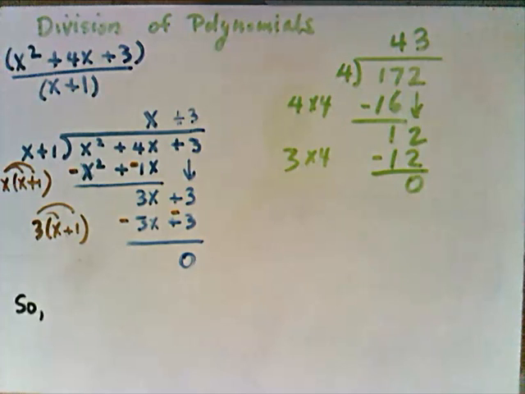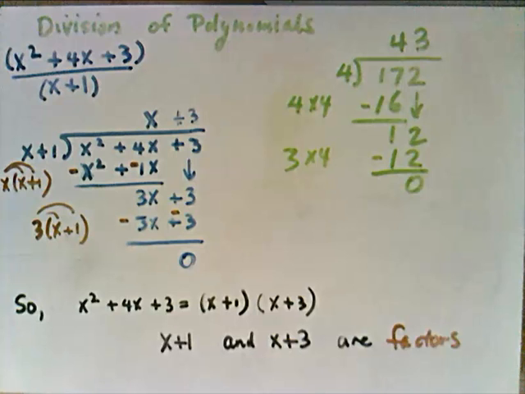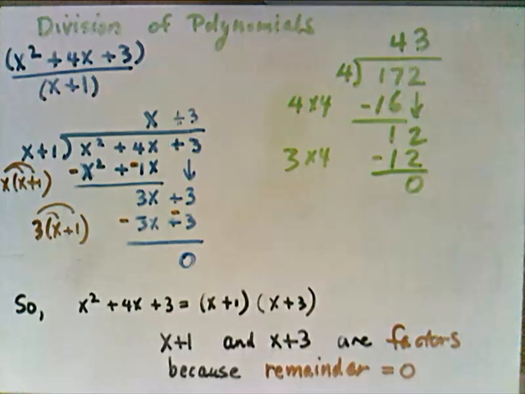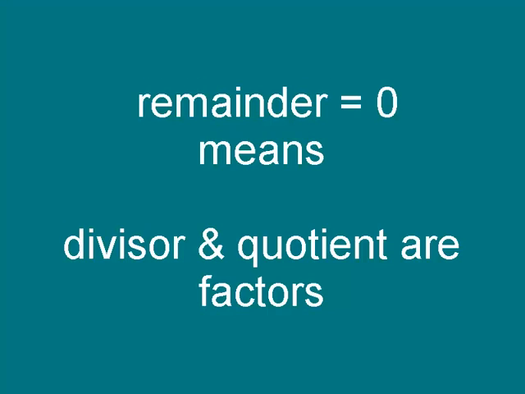So we say that the polynomial x squared plus 4x plus 3 is equal to x plus 1 times x plus 3. The binomials x plus 1 and x plus 3 are factors of the polynomial because the remainder is equal to 0. In other words, they divide exactly. In a similar way, x plus 1 is called the divisor, x plus 3 is the quotient, and 0 is the remainder. If the remainder is 0, that means the divisor and the quotient are factors of our polynomial.